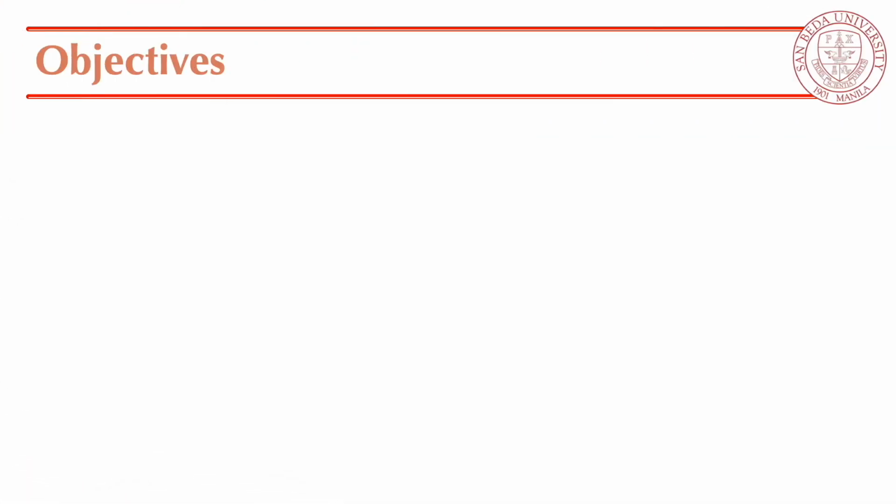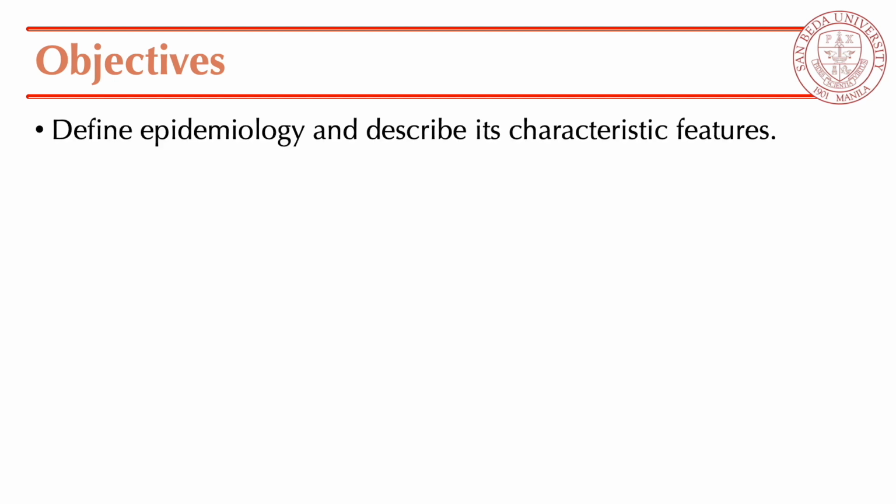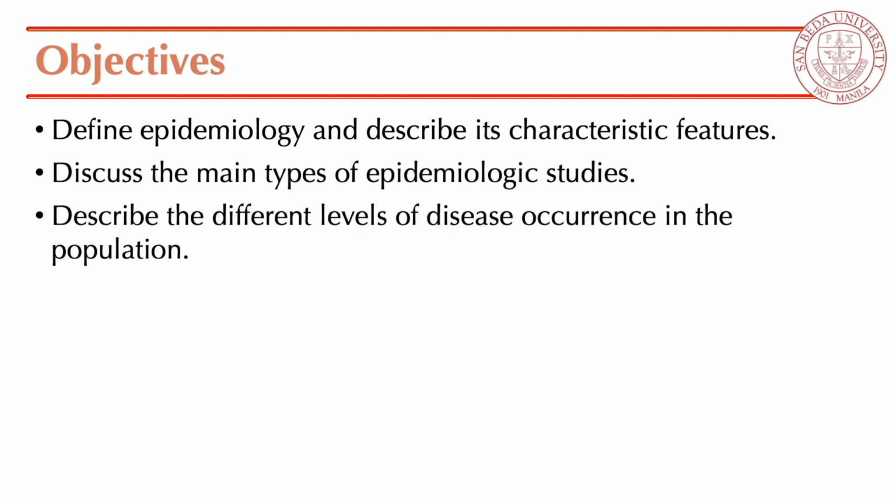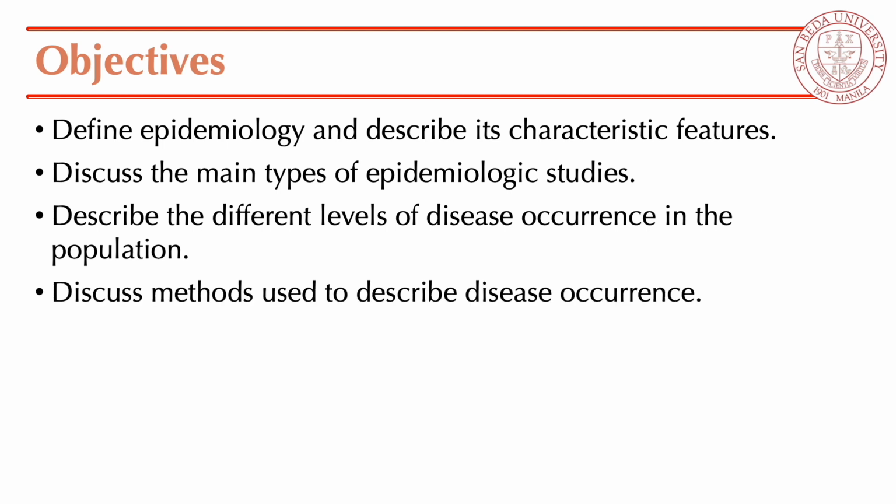Now, at the end of this basic epidemiology lecture series, you should be able to define epidemiology and describe its characteristic features, discuss the main types of epidemiologic studies, describe the different levels of disease occurrence in a population, and finally, discuss methods used to describe disease occurrence.